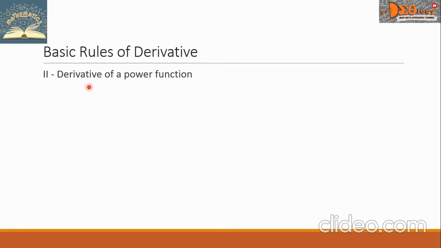Rule number 2. This is derivative of a power function. We have d over dx of x raised to n. And this is equal to n times x raised to the power n minus 1. Provided that n is not equal to 0. Let us see some examples.